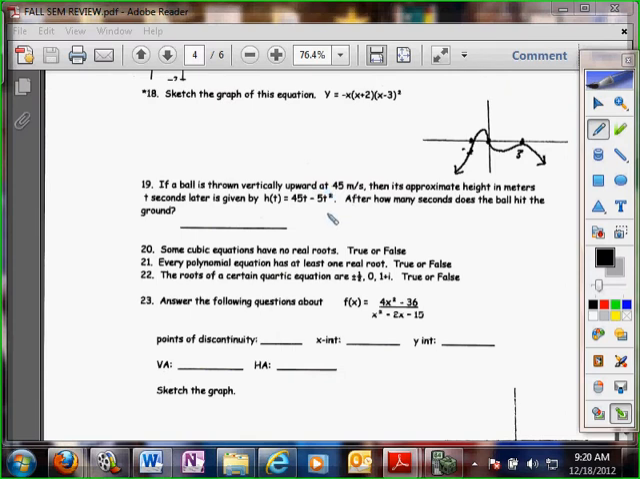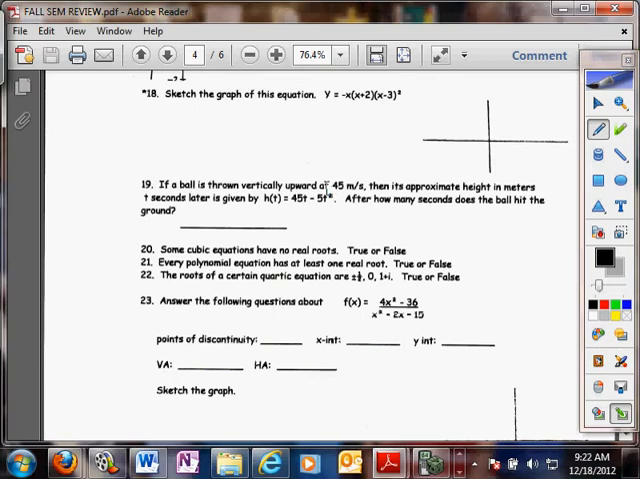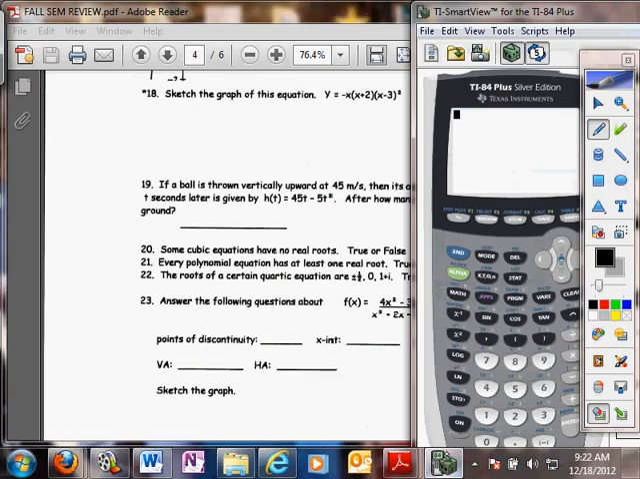How are we going to find how many seconds later does a ball hit the ground? We want to use our calculator. Go to y equals, plug in the function using x for t.